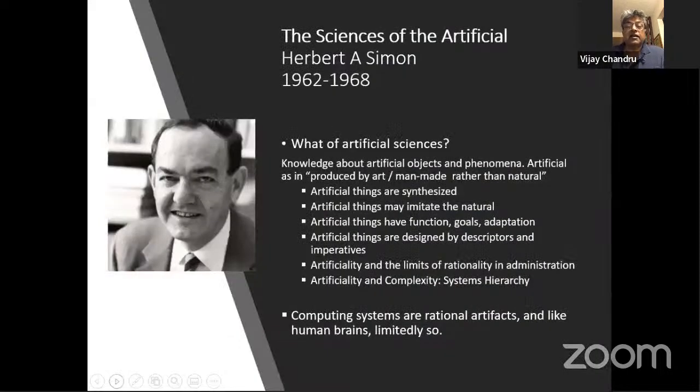I've been introduced already. So basically, the field of artificial intelligence goes back to the late 50s, early 60s. And Herbert Simon, in fact, who was an economist at the University of Chicago, also got into the field, and later at Carnegie Mellon, built one of the big centers for artificial intelligence.